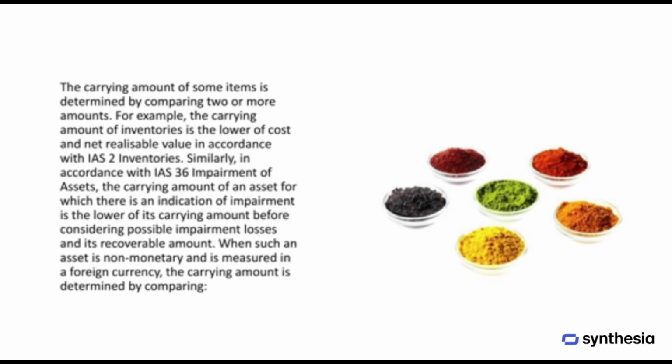The carrying amount of some items is determined by comparing two or more amounts. For example, inventories are carried at the lower of cost and net realizable value according to IAS 2. Similarly, under IAS 36, if there is an indication of impairment, the carrying amount of an asset is the lower of its carrying amount before impairment and its recoverable amount. When such an asset is non-monetary and measured in a foreign currency, the carrying amount is determined by comparing these amounts after translation.